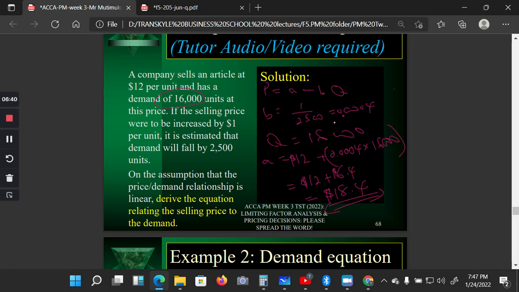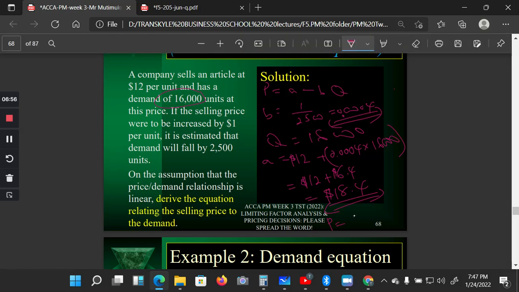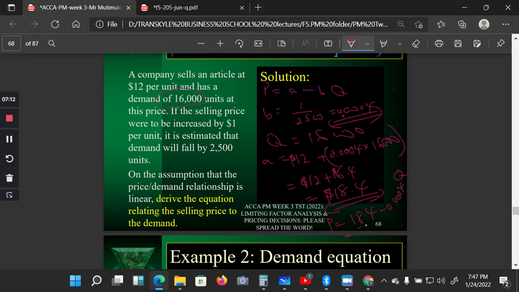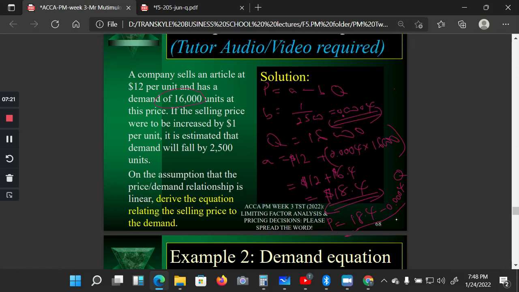So using these figures, our demand equation would be P is equal to A, that which is 18.4, minus B, 0.0004 Q. That's our equation. P is equal to 18.4 minus 0.0004 Q. All right, I think that's it.